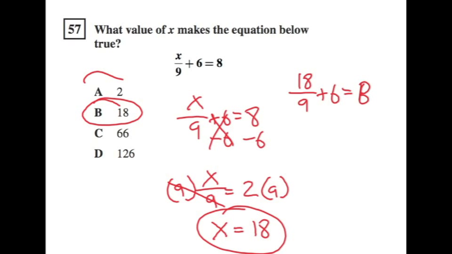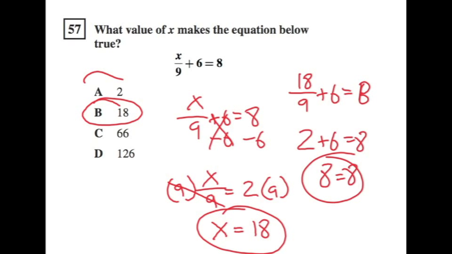So 9 goes into 18. 9 over 18, 9 goes into 18 twice. So we can simplify that as 2 plus 6. Is 2 plus 6 equal to 8? It sure is. So as you can see, our correct answer was 18. It works out for the whole problem. 8 is equal to 8. So we know that it 100% is B.